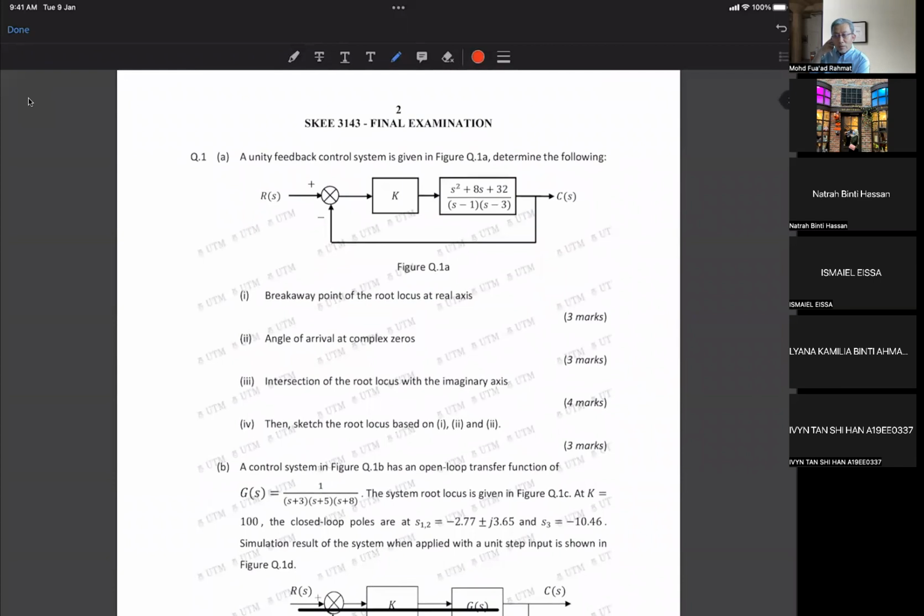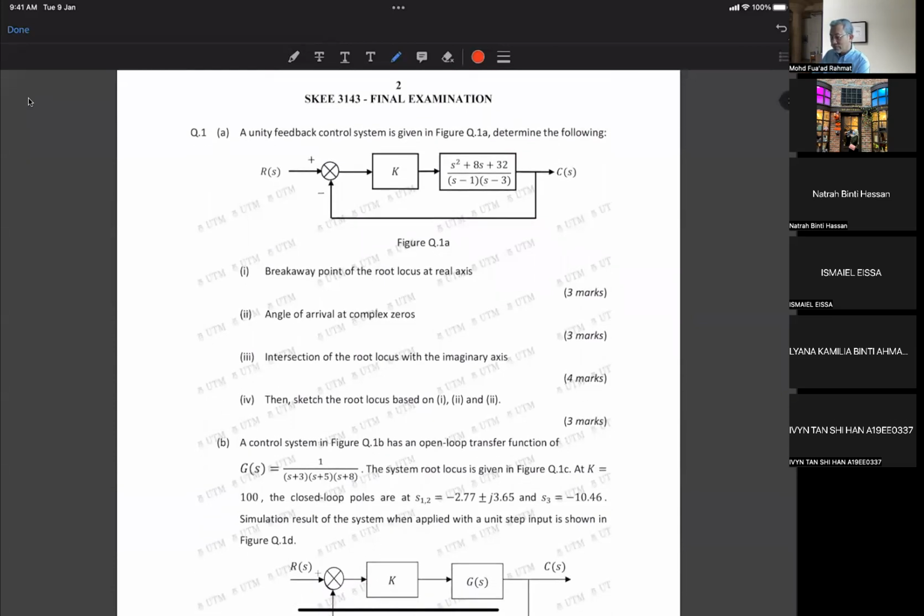Liana, if you don't mind, can you read for me? Question 1A, a unity feedback control system is given in figure Q1A. Determine the following. 1, breakaway point of the root locus at real axis. 2, angle of arrival at complex zeros. 3, intersection of the root locus with the imaginary axis. 4, then sketch the root locus based on 1, 2, 3.